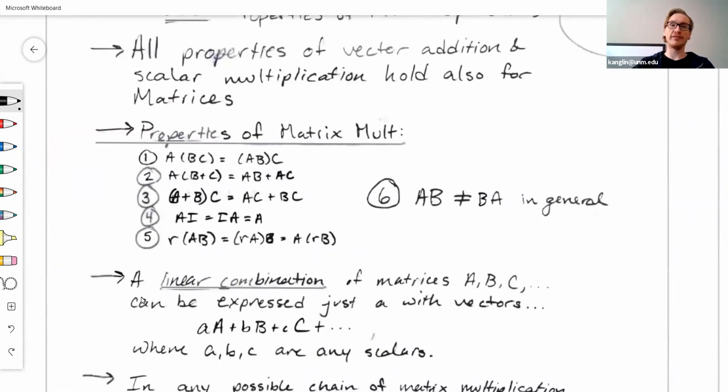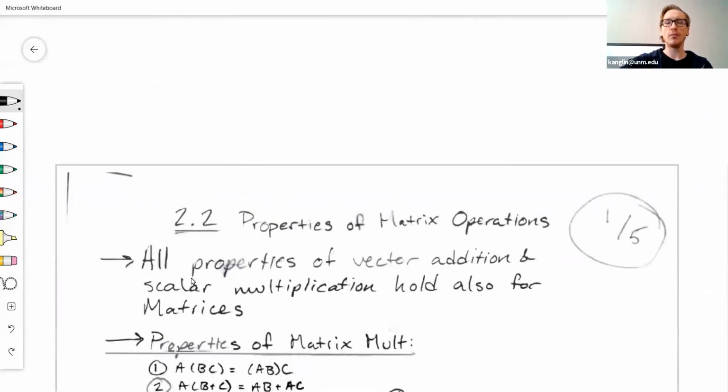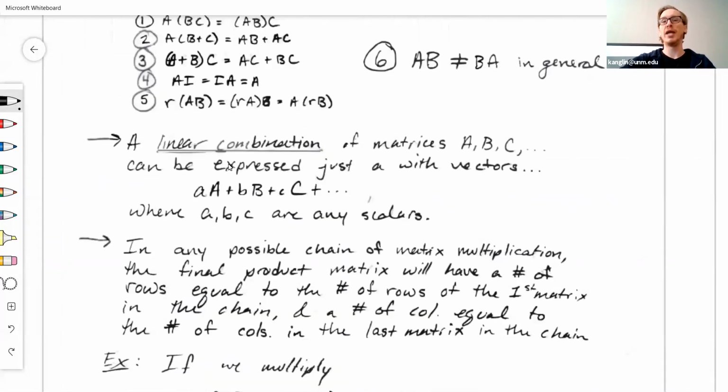Now we saw linear combinations of vectors. Linear combinations of matrices are just sums of scalar multiples of matrices. And we saw sums and scalar multiples of matrices work just as they do for vectors. So we define a linear combination of matrices just as we do for vectors. A linear combination of matrices A, B, and C can be expressed, like I said, just as with vectors, as a scalar a times matrix A plus a scalar b times matrix B plus a scalar c times matrix C, and on and on for however many matrices you have.